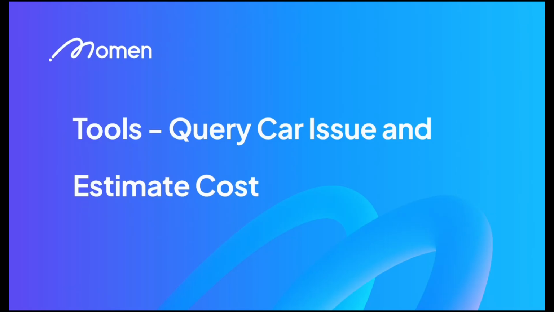One of the ways to make an AI agent automatically invoke tools is that we package all the tasks we want into a tool so that the AI can invoke it. Now I'll walk you through building two specific tools, one for querying car issue categories and another for estimating repair cost.